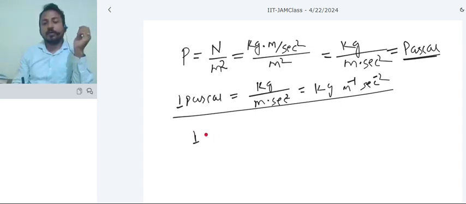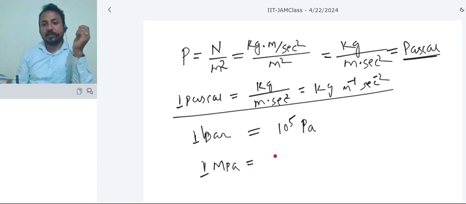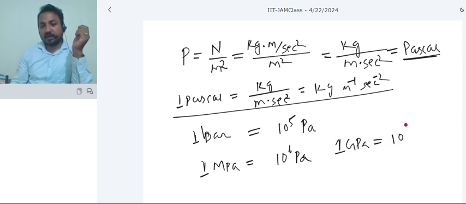Remember, 1 bar is also a unit of pressure. 1 bar is equal to 10 to the power 5 Pascal. We can also write 1 MPa is 10 to the power 6 Pascal. 1 megapascal, 1 gigapascal, it is equal to 10 to the power 9 Pascal.